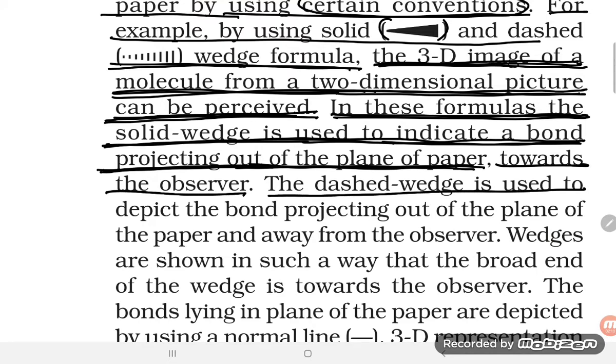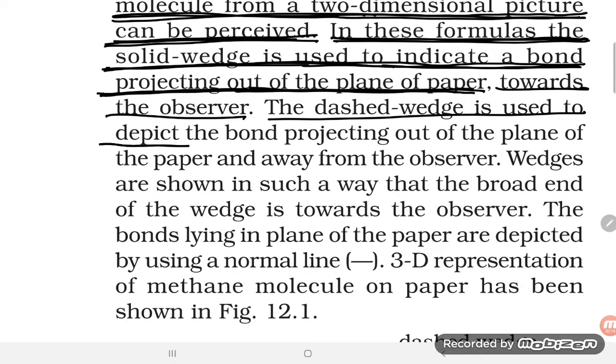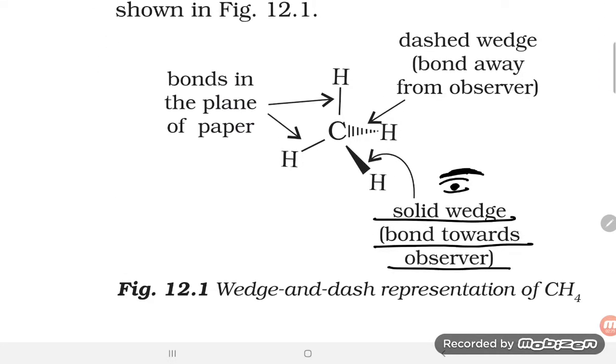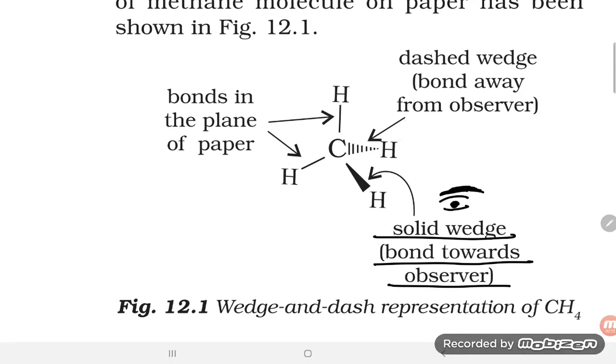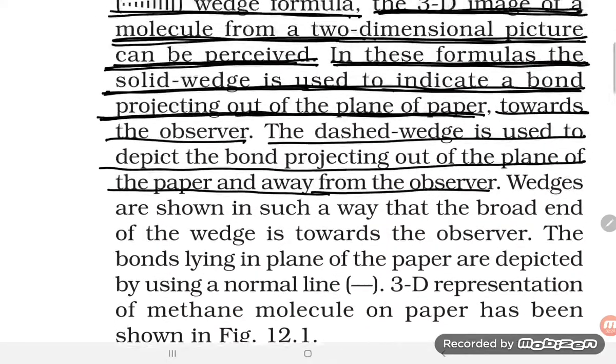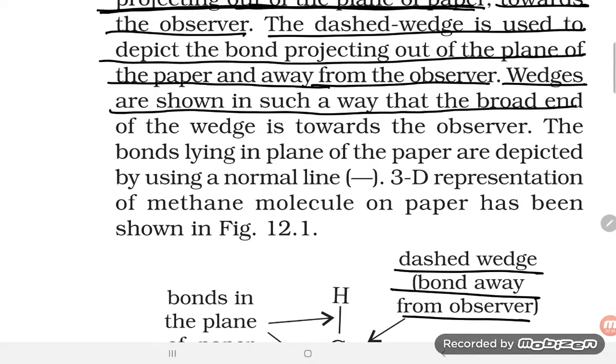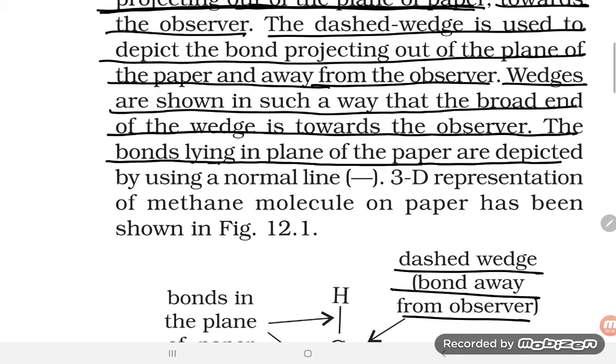The dash wedge is used to depict a bond projecting out of the plane of the paper and away from the observer. So you see this dash is going away; the dash wedge bond is away from the observer. Wedges are shown in such a way that the broad end of the wedge is towards the observer. Bonds in the plane of the paper are depicted by using a normal line.